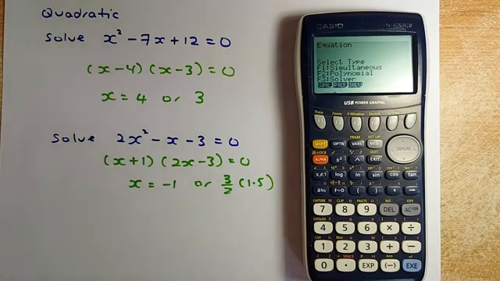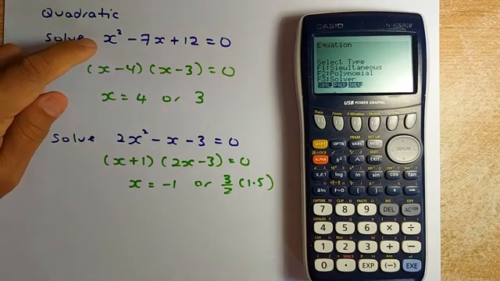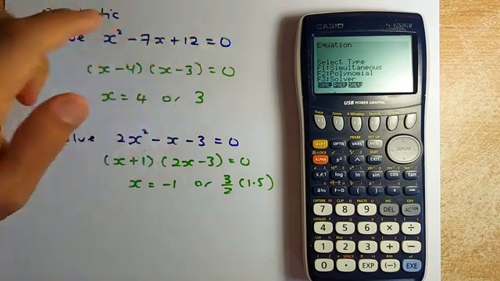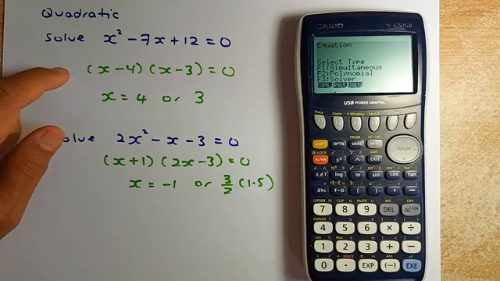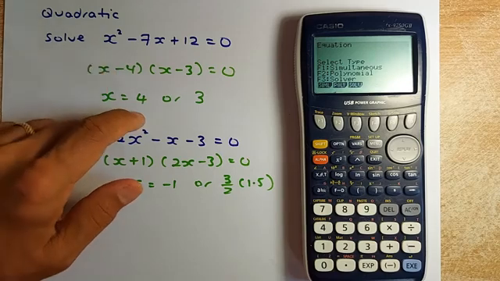The first equation is quite straightforward. We have done it manually. X squared minus 7x plus 12 equal to 0. The first thing you do, you need to factorize them. Factorize: x minus 4, x minus 3 equal to 0. And the answer is the reverse, so x equal to 4, x equal to 3.